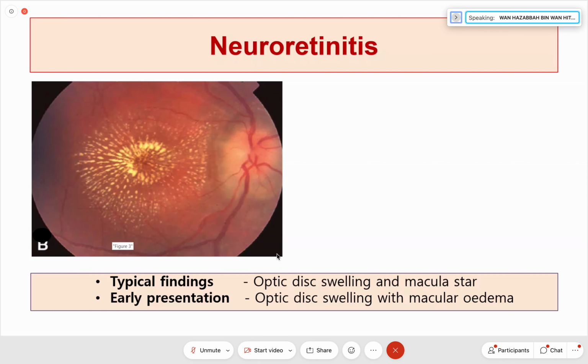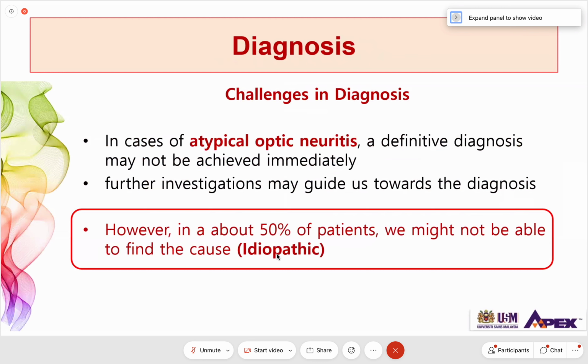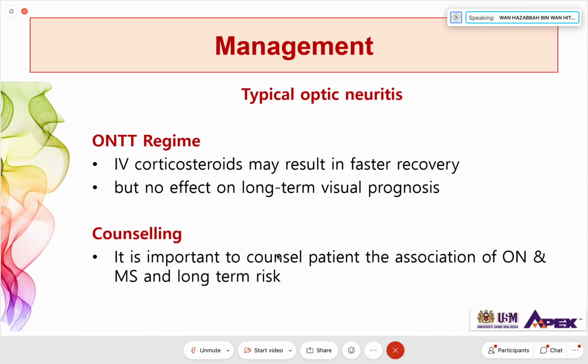Neuroretinitis is a different entity where you should suspect infective causes, which may occur in more than 90% of patients. The more common cause is cat scratch disease. And then what are the challenges? Of course, we need to differentiate between typical and atypical. So what you need to do is investigate further.